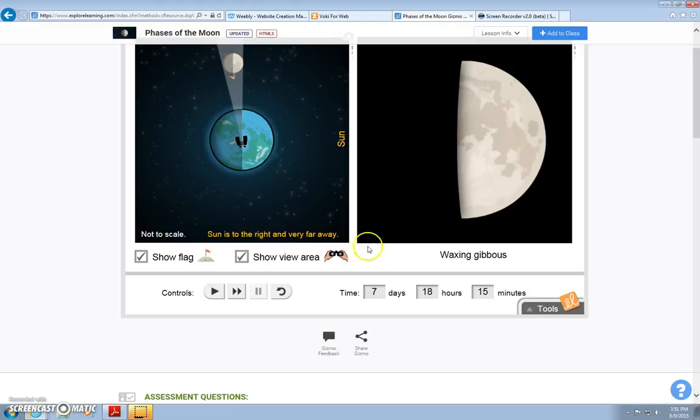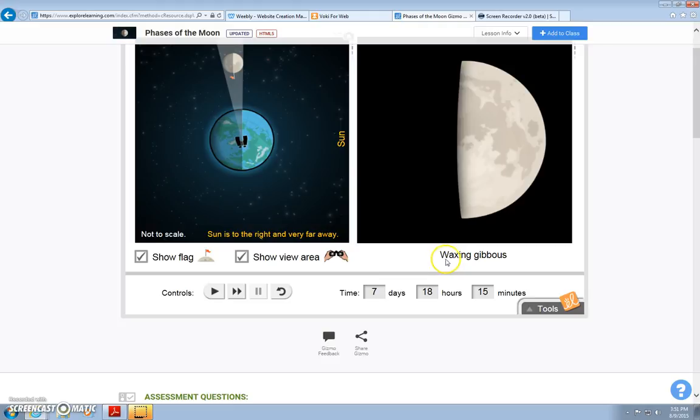And moving to this right screen, this is what you're going to be seeing from Earth. So imagine yourself standing on top of the Earth and looking at the moon in the night sky. This is what you'll be seeing. This screen on the left side gives you a perspective of what you would be seeing from space. But we're going to be focusing mostly on what you'll be seeing from Earth today.